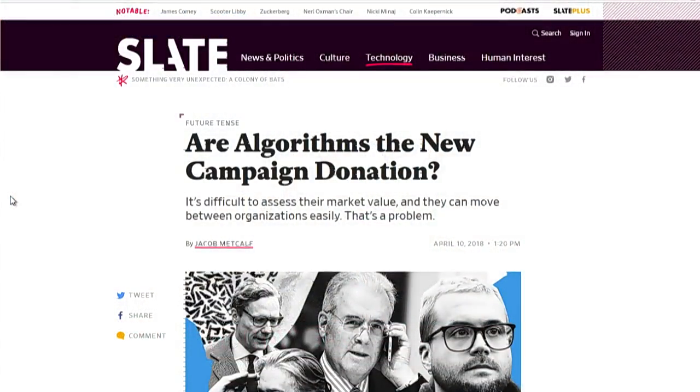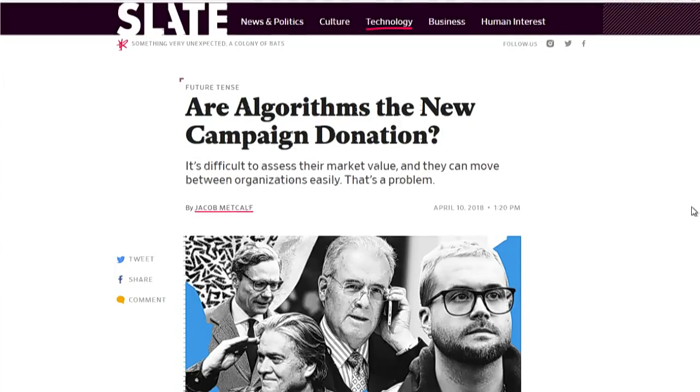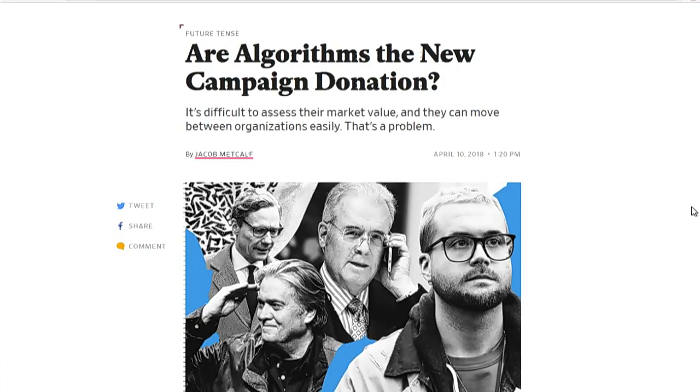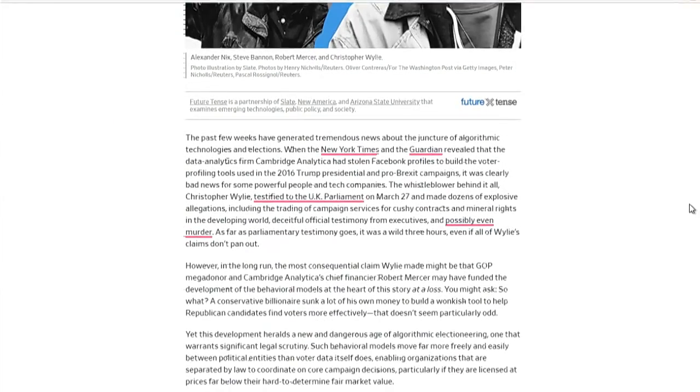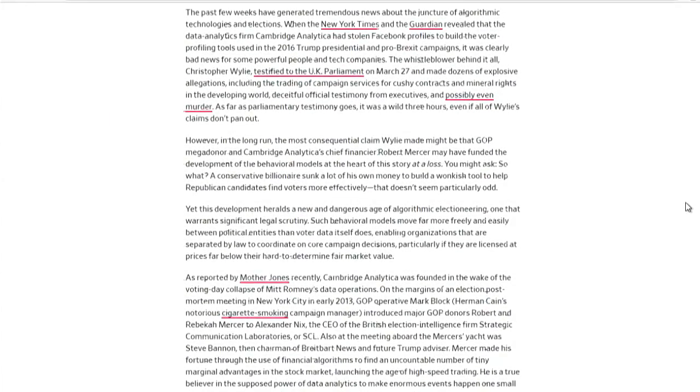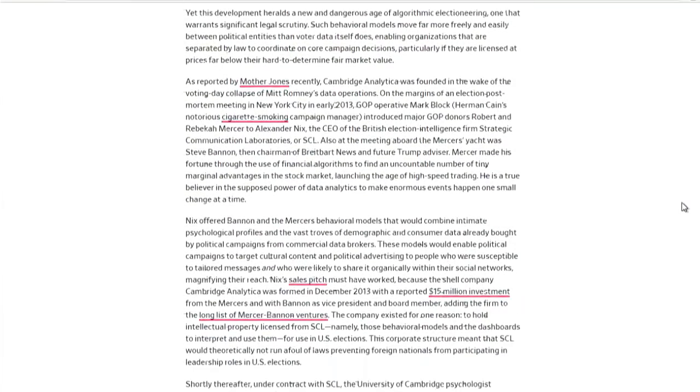One of the interesting pieces that we flagged for this week's show is at Slate in their Future Tense column. It's called "Are Algorithms the New Campaign Contribution?" And it's an interesting read. I think the overarching premise is, and I'm sure this is not unique to algorithms, that there are ways you can assist a campaign substantially that's completely not a financial contribution. How do you think the laws as they exist today, Rick, are set up to handle that reality?